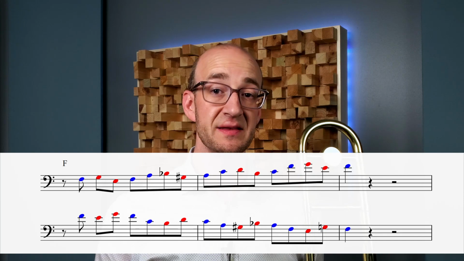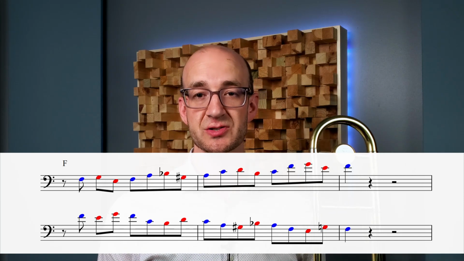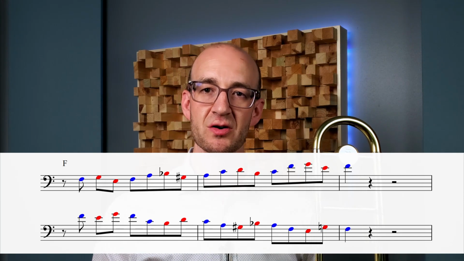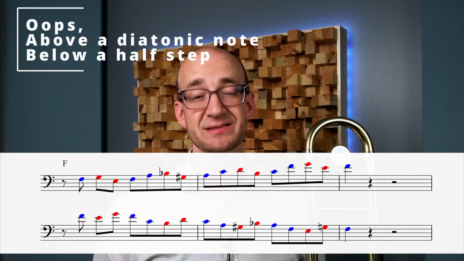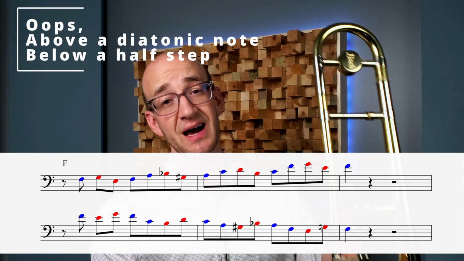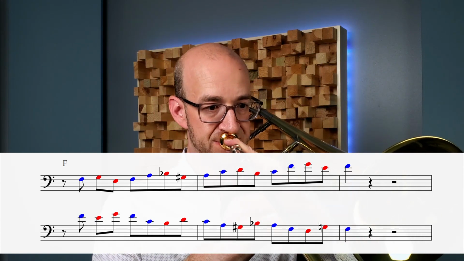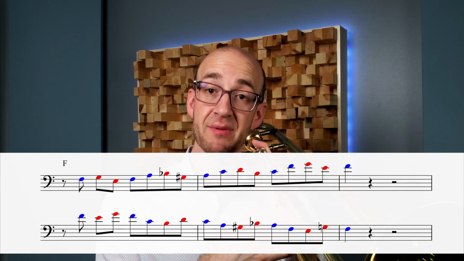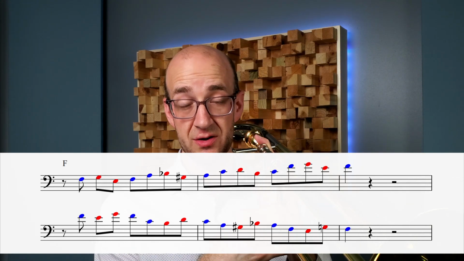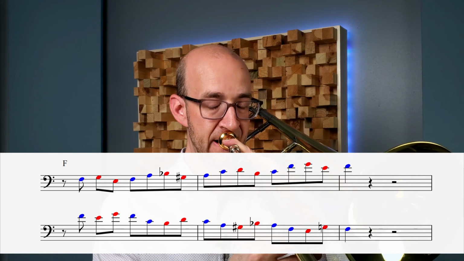So here, I did the exact same type of enclosure where I was above by a whole step, below by a half step, but instead of starting on those non-chord tones, I started on the chord tone. So for the first one, I started on the root, and above and below, then back to the root. Then I jump to the next chord tone. In this case, it's going to be the major third.